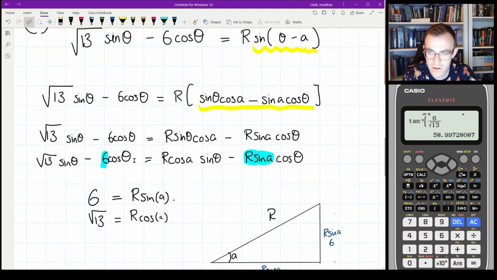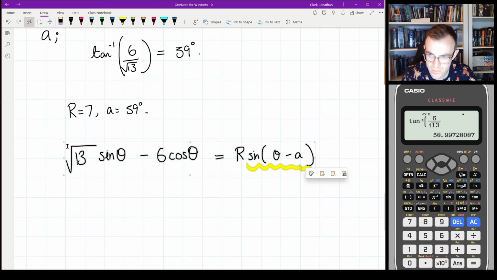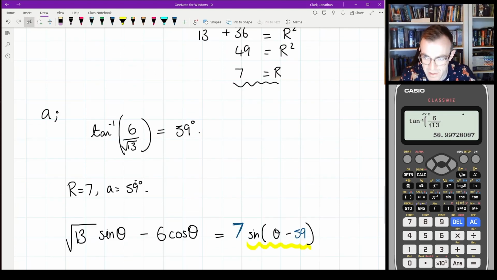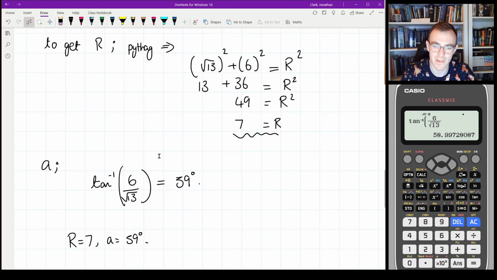So therefore, the original statement, this thing here, can be expressed as 7 sine of theta take away 59. Cool. So that's the first bit of B done. What else do I need to do for it? I need to solve the equation that equals -4.